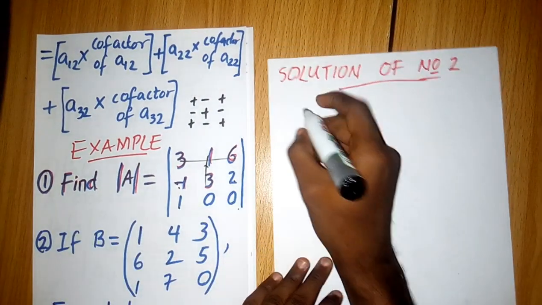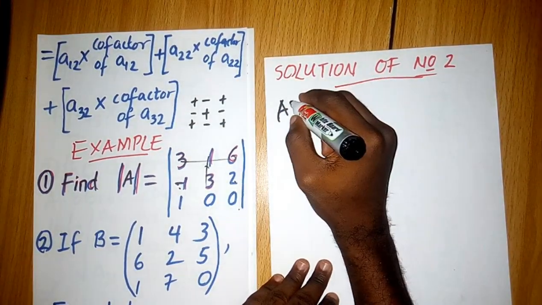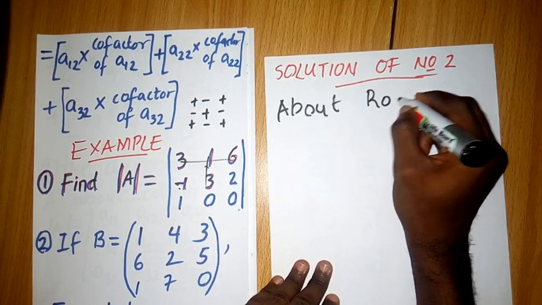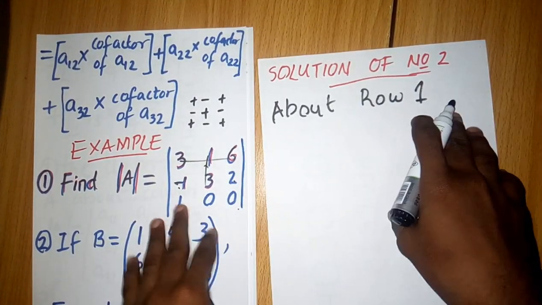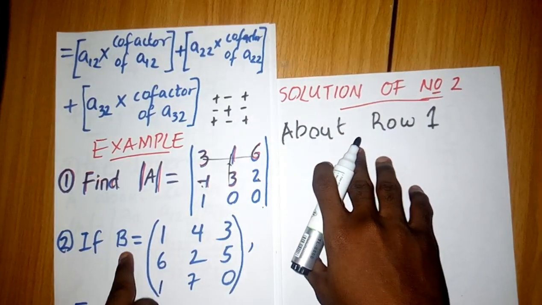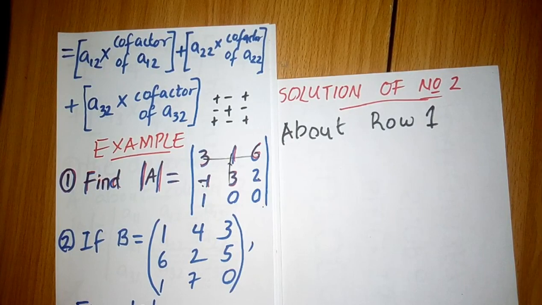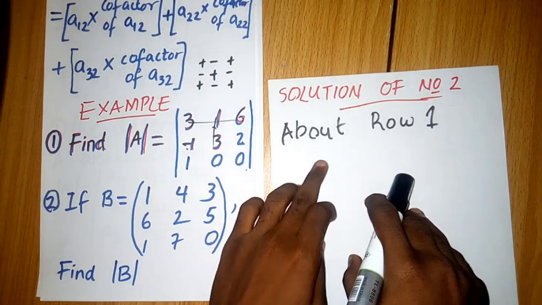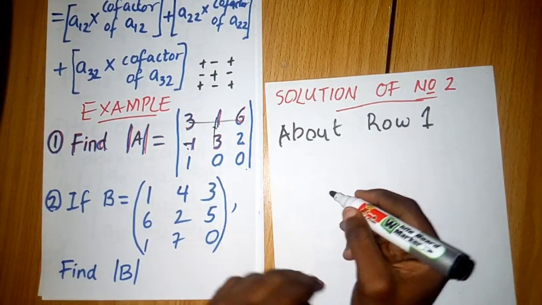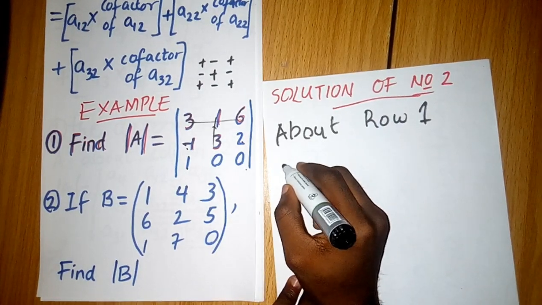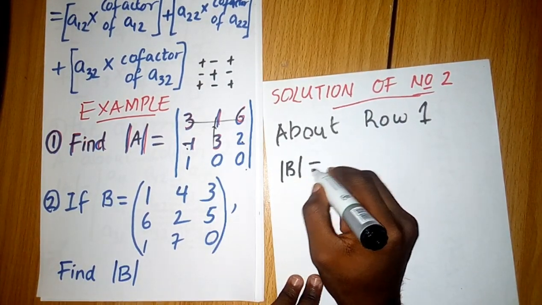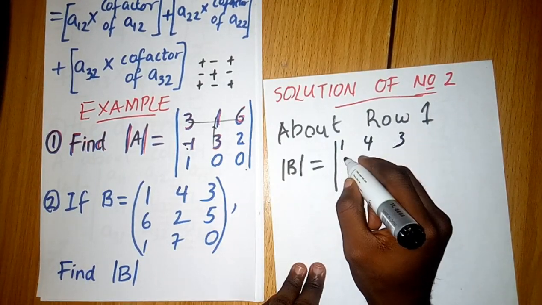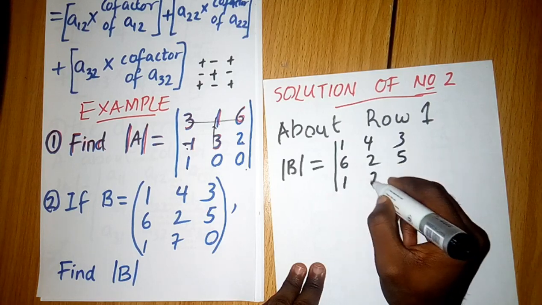Okay, so this one, let's take it about row 1, since I use row 1. Now about row 1, if B is equal to this, we should find the determinant of B. About row 1 we'll have the determinant of 1, 4, 3, 6, 2, 5, 1, 7, 0.